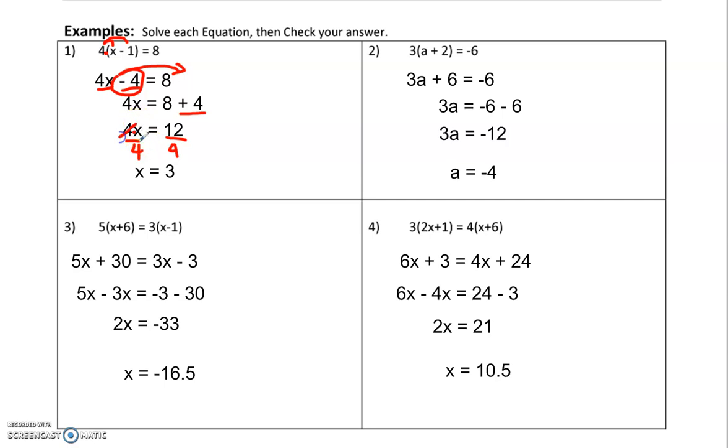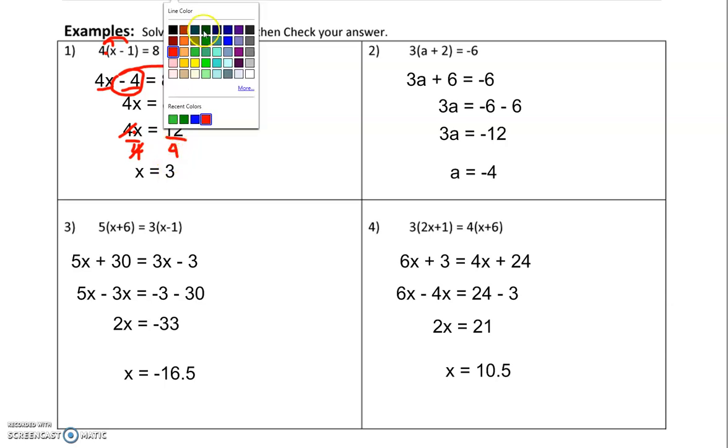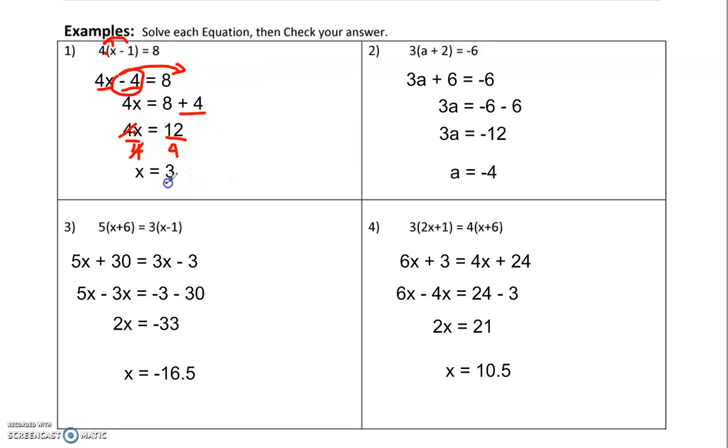So 4 divided by 4 is going to get a 1x. 12 divided by 4 is going to give you 3. Now you can always check your answer, and this is how we're going to do this. Just check your answer of 3, by taking the x right here, and what you want to do is just scratch it out, put a 3 instead, and then follow it and see if you get 8.